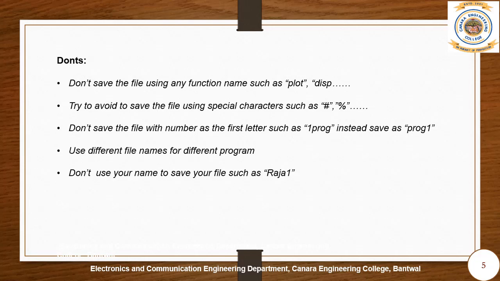Similarly, don't ever try to save your program using your name. Suppose your name is Raja, then don't save it as Raja 1, Raja 2, Raja 3. I would like you to save it as experiment 1, experiment 2. If you have subsections, then you store it as experiment 1A, experiment 1B, and so on. Use different names for different programs. Usually you have to store the programs using different names.